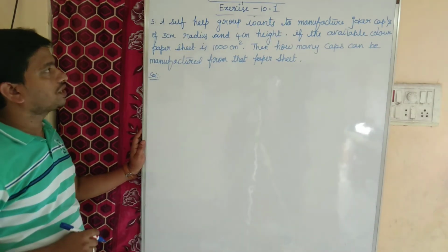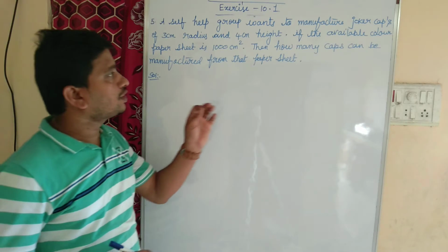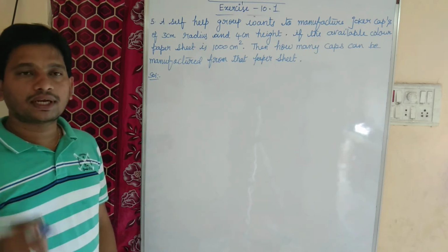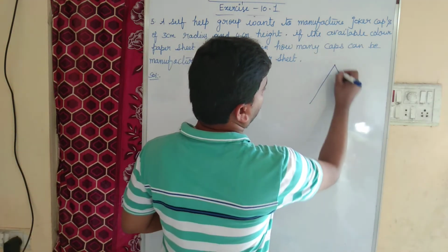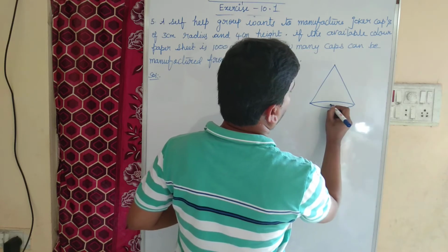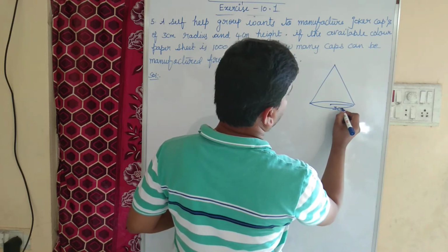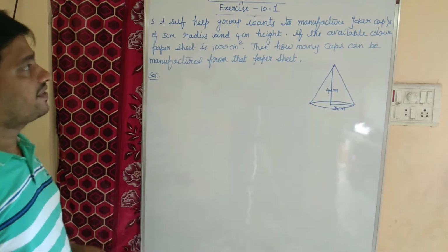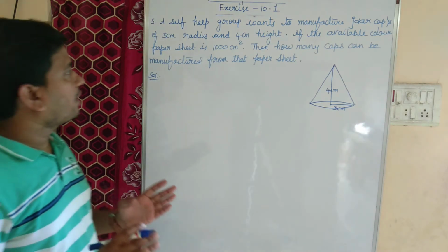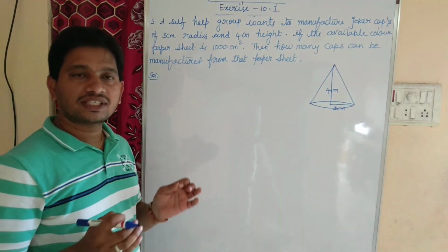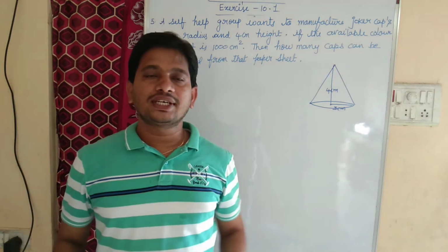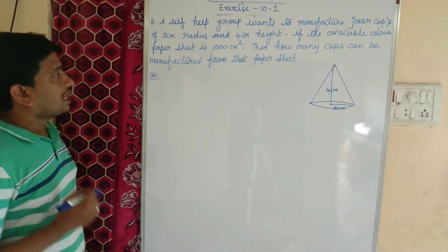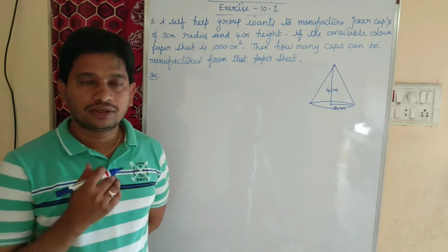Now coming to the fifth question. A self-help group wants to manufacture joker caps of 3 cm radius and 4 cm height. They want to manufacture joker caps. If the available color paper sheet is 1000 cm square, so actually they have 1000 cm square of paper sheet available, how many caps can be manufactured from the paper sheet?